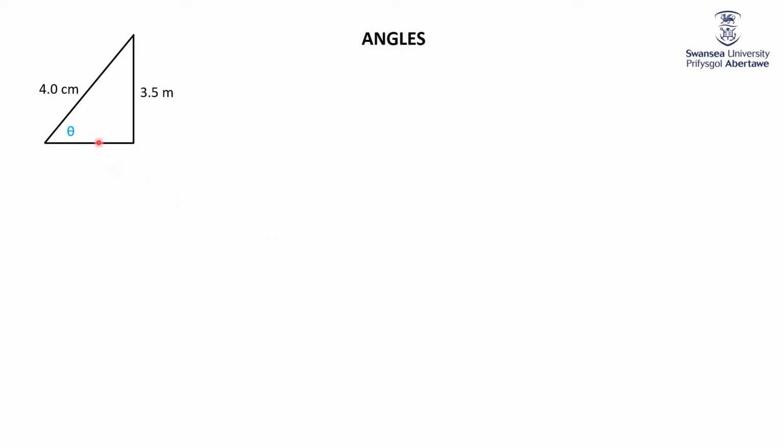So what we've got here is 4 centimeters, 3.5 centimeters, and an angle there. Color code, and you can see that we've got the opposite and the hypotenuse, so that means we use the sine. So sine theta is opposite over hypotenuse, 3.5 over 4. 3.5 over 4 is 0.875. So what we've got to solve here is sine of theta is 0.875. In other words, what angle has a sine of 0.875?